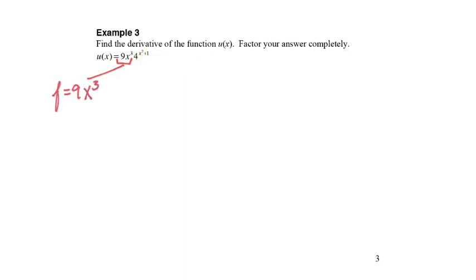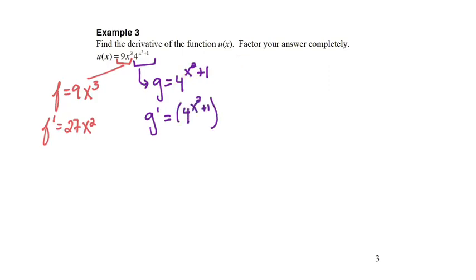So f is going to equal 9x cubed, and let's go ahead and take the derivative of that now to be 27x squared. The rest of the question is going to be my g function, which is 4 to the x squared plus 1 power. And we need to take the derivative of that, but don't forget it's exponential. So we copy the question, 4^(x squared plus 1), take the natural log of the base, which is 4, right? Only 4 is the base.